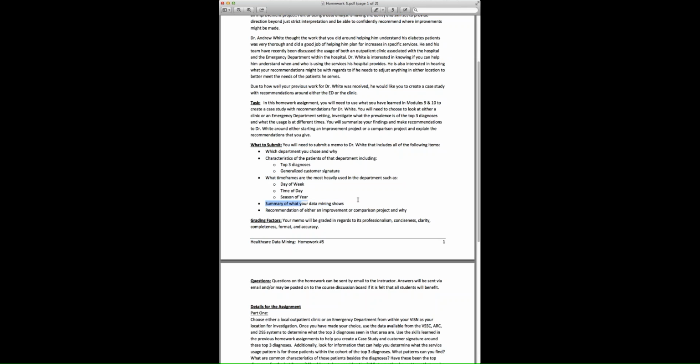Once you've got your summary paragraph put together, you need to make a recommendation of either an improvement project or a comparison project. So what should we do next? Improvement or comparison, and why you think that is the best choice.